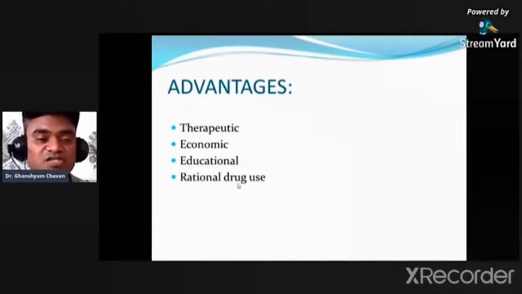Rational drug use is nothing but when we are giving the proper drug, a specific drug for a specific treatment for a specific period. That is nothing but rational drug use. And when we are giving unnecessary drugs for unnecessary purposes, in a non-therapeutic way, that is irrational drug use.